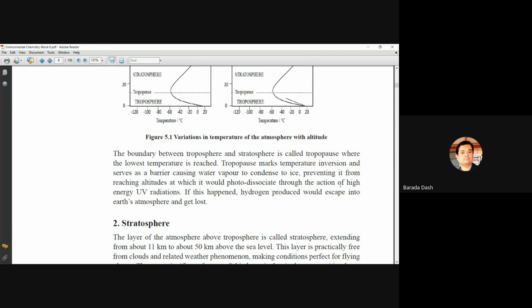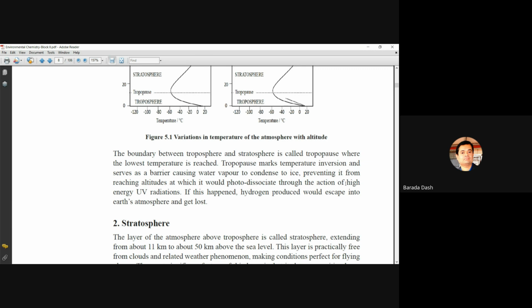Tropopause marks a temperature inversion and serves as a barrier, causing water vapor to condense to ice, preventing it from reaching the altitude at which it would photodissociate through the action of high energy UV radiation. If this happened, the hydrogen produced would escape from Earth's atmosphere and be lost.